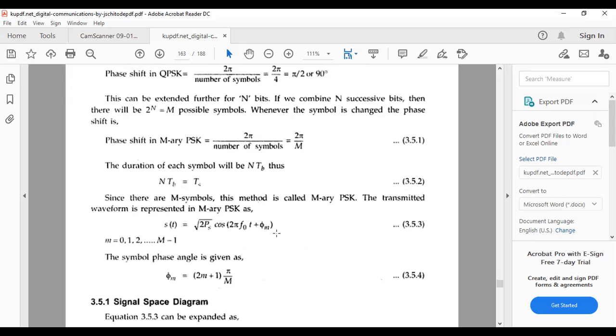And the transmitted waveform represented by M-ary PSK is root(2Ps) into cos(2 pi fc t + phi m), where m is equal to 0, 1, 2, and so on up to M minus 1. And the phase angle phi m is equal to (2m plus 1) into pi by M. So this is about your M-ary PSK and QPSK schemes.